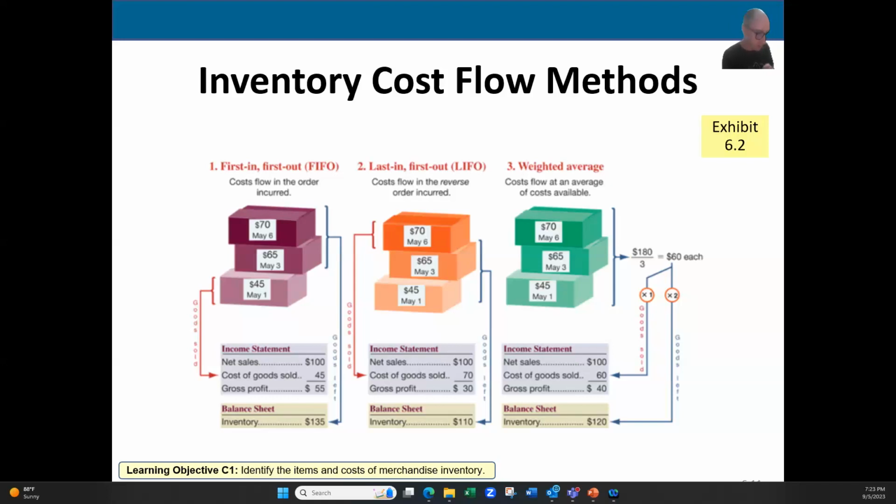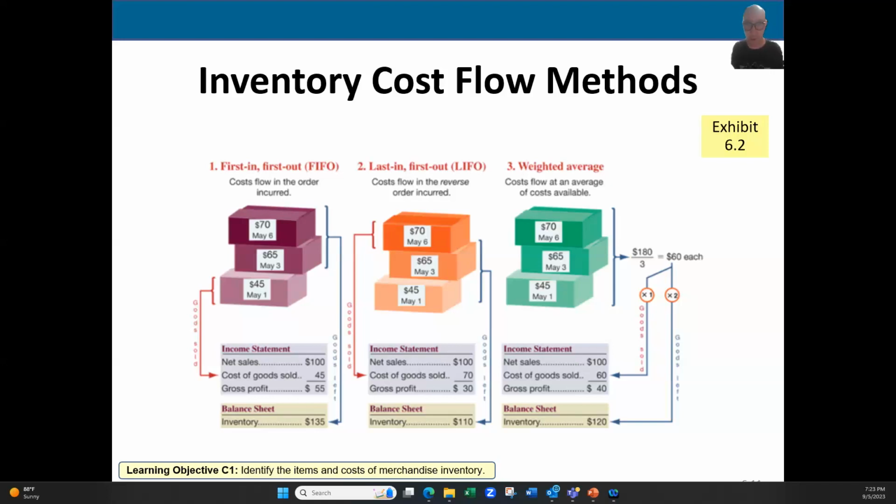We made $100 in sales in the month, or first part of the month, whatever. Our cost of goods sold is going to represent the last amount of purchases we made. In this example, $70 on May 6th. Cost of goods sold, 70. 100 net sales minus 70 cost of goods sold equals 30 gross profit.